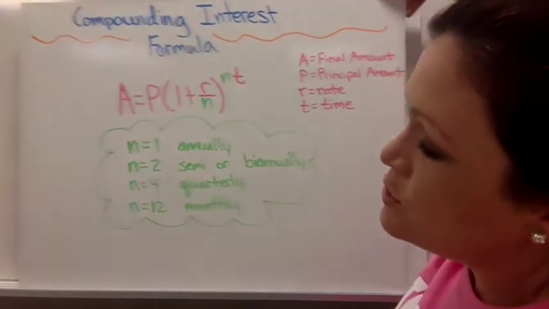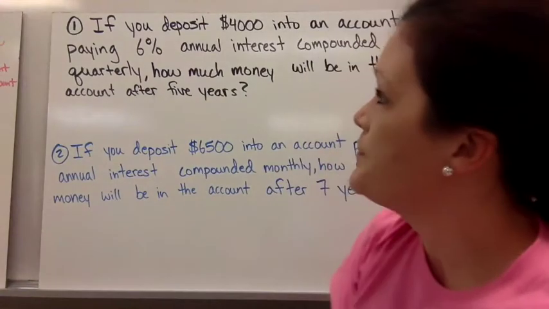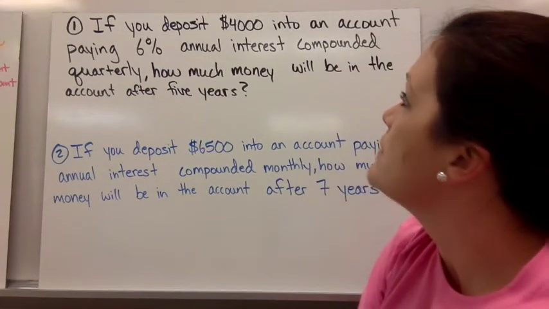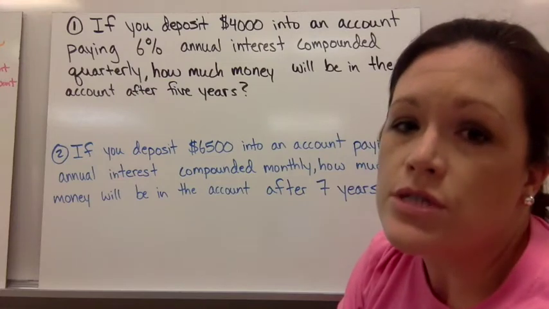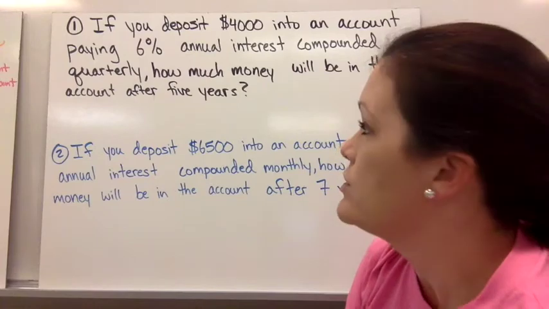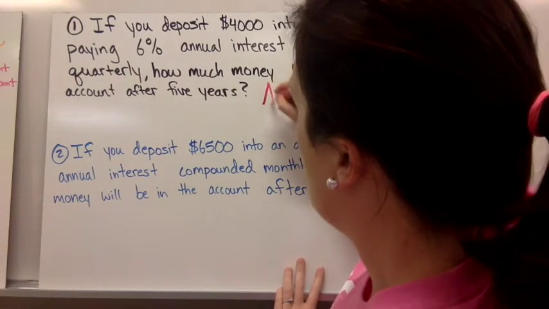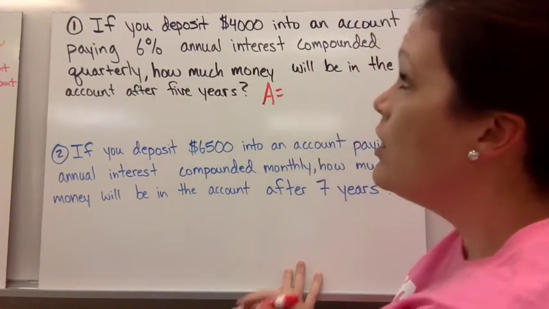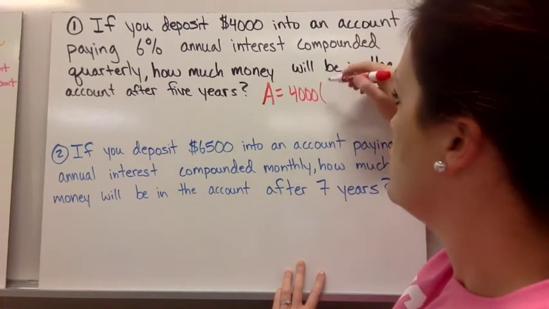Let's look at 2 examples of how this formula works. So for instance, if you deposit $4,000 into an account paying 6% annual interest compounded quarterly, how much money would you have after 5 years? So we fill in our formula. We're looking for how much we're going to have. Our principal amount we invested was $4,000.